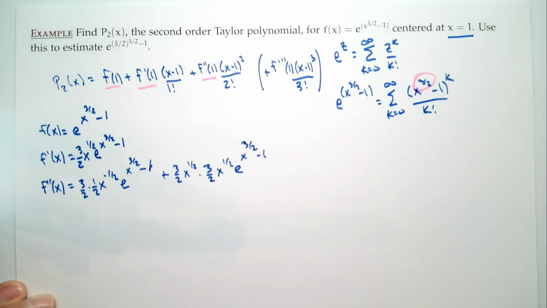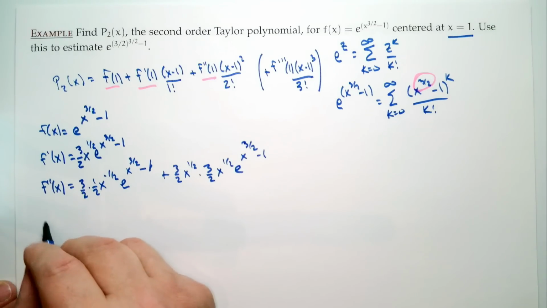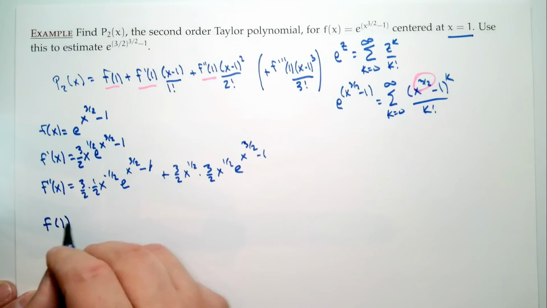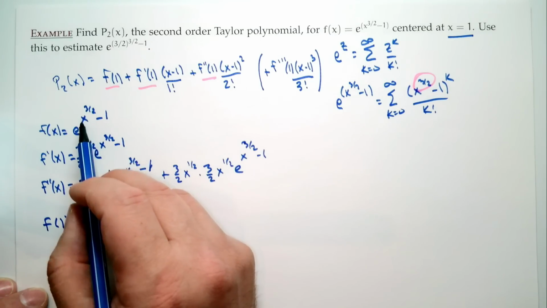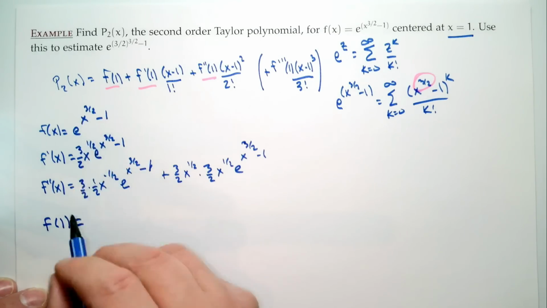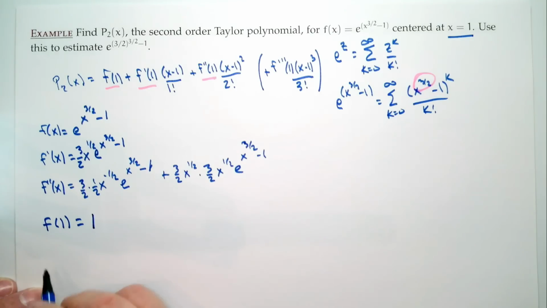Now, you might say, oh, that looks terrible. Do we have to simplify that? And the answer is no. Because what do we have to do? We have to plug in 1. Now, the hope is that 1 is a nice number. It turns out, true story, 1 is nice. So, 1 to the 3 halves is 1. 1 minus 1 is 0. E to the 0 is 1.